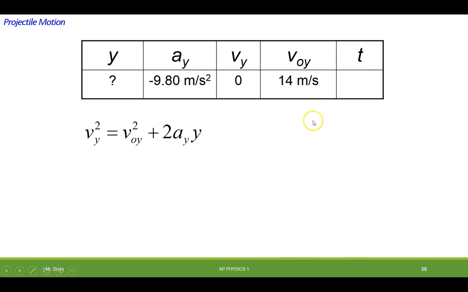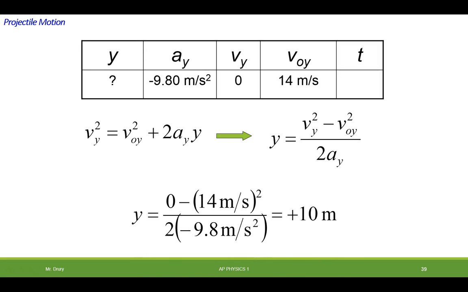And we don't know time, so we have to use this equation. All right. So we're going to solve this equation for y, and we come up with an answer of 10 meters. So that should take 10 meters to reach the top.